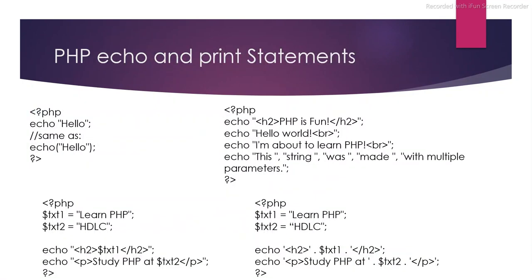Here there are four code examples given. They show you how to write echo statements or print statements in different ways. You can use echo or print, both work fine. In the first example you can see I have written echo hello.